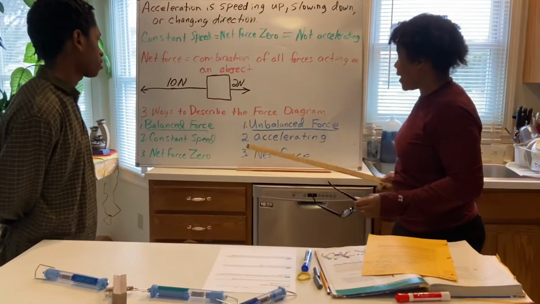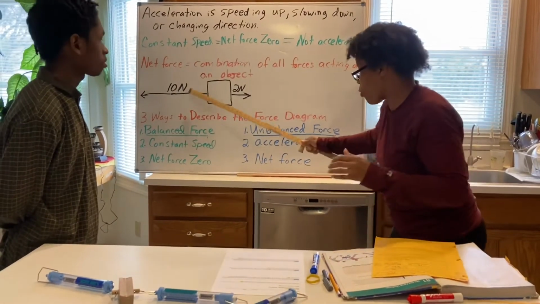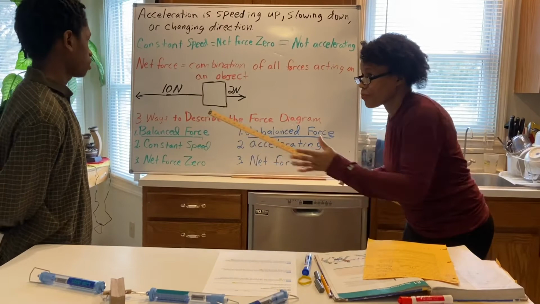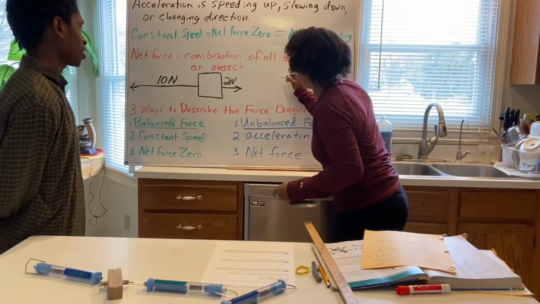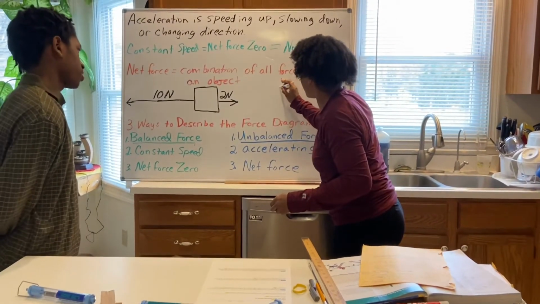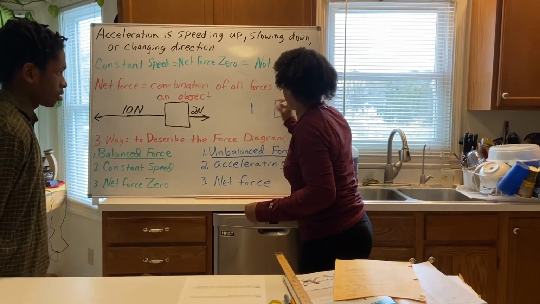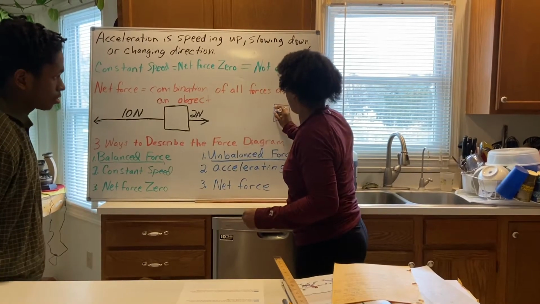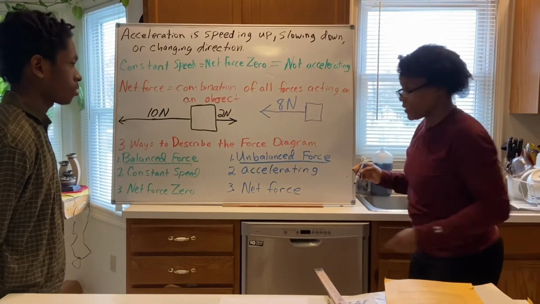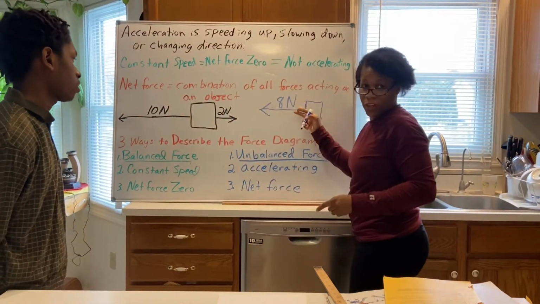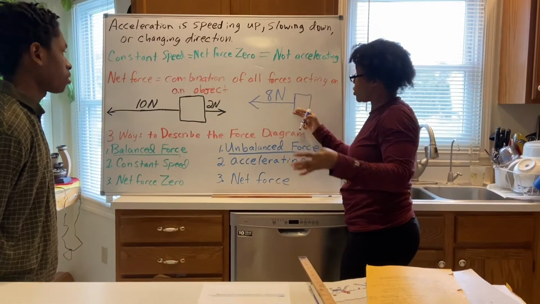This force diagram has a net force. Who can tell me, what is my net force? 8. 8, that's right. 8 what? Newtons. 8 newtons, good. So what I'm going to do is redraw this. Sorry about that. And my net force is going to be 8 newtons. Everybody see that? Because I have 2 going this way, 10 going the other way, my net, not balance, excuse me, my net force is going to be 8 newtons.